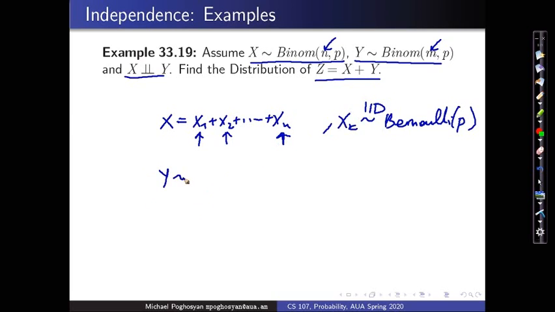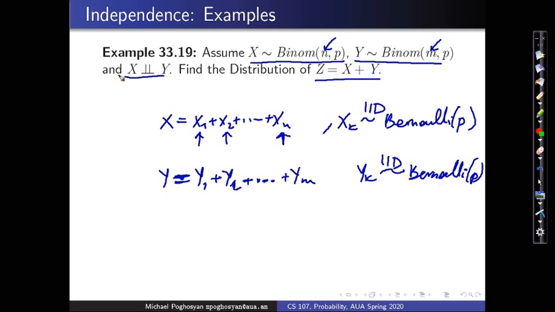Now Y is binomial, so it is decomposed into a sum of Y1, Y2, etc., Ym. The Yk's are IID, again Bernoulli p.